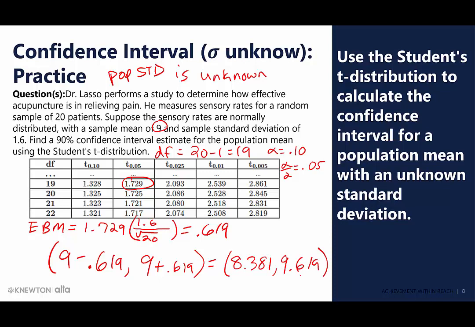So as before, in the last video, the interpretations are the same. We are 95% confident that that population mean is somewhere between those two values.